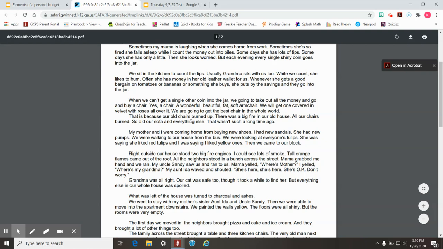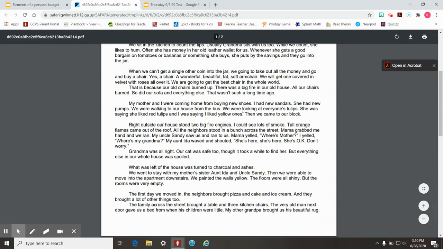That is because our old chairs burned up. There was a big fire in our old house. All our chairs burned. So did our sofa and everything else. That wasn't such a long time ago. My mother and I were coming home from buying new shoes. I had new sandals. She had new pumps. We were walking to our house from the bus. We were looking at everyone's tulips. She was saying she liked red tulips, and I was saying I liked yellow ones. Then we came to our block.